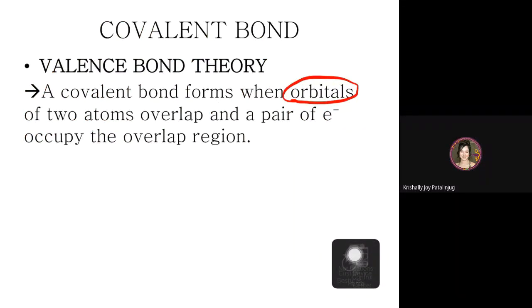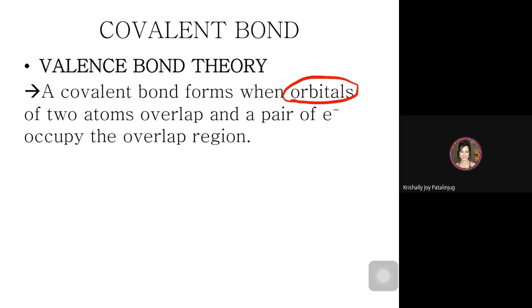So recall lang natin yung basic principle of this theory. It states that a covalent bond is being formed when orbitals of 2 atoms overlap. And on that overlapping region, we have a pair of electrons that occupy.